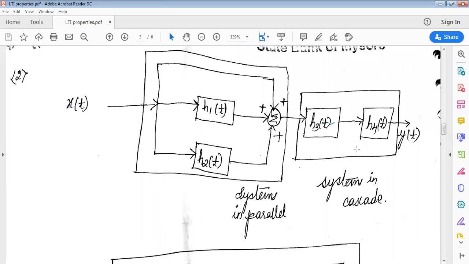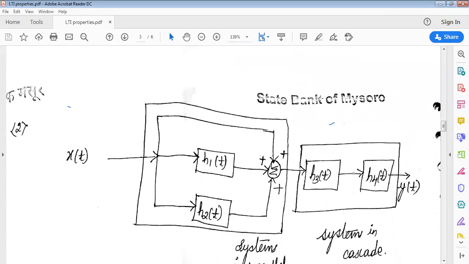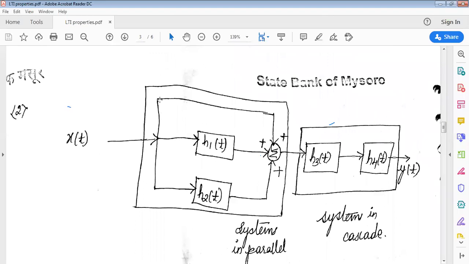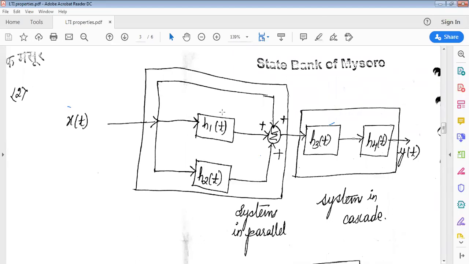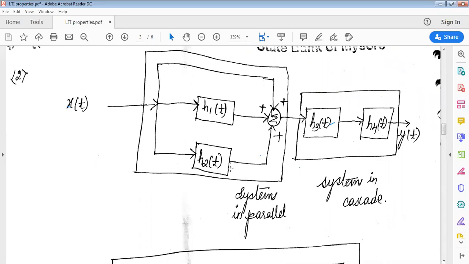Similarly, I have taken another example. I think it is simple to understand. So here, in this example, you can see there is no system and no impulse response indicated. Here you have just a straight line in parallel with an LTI system with impulse response h1 of t, in parallel with another LTI system h2 of t. So here we actually have three systems connected in parallel, but for the first system the impulse response is not given. So when it is not given, you have to just take it as 1.